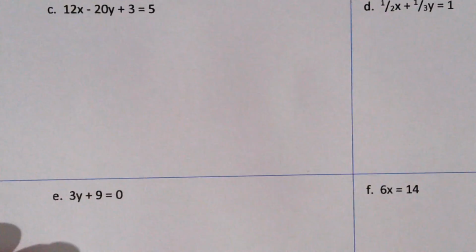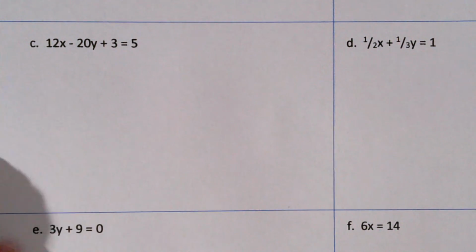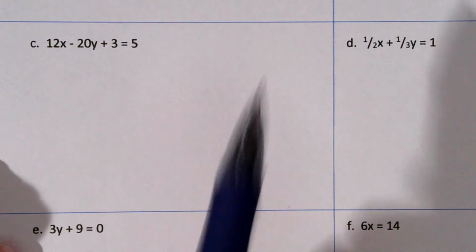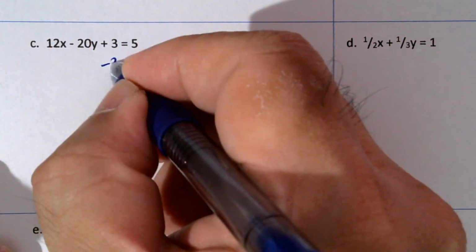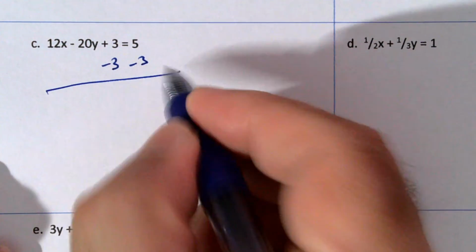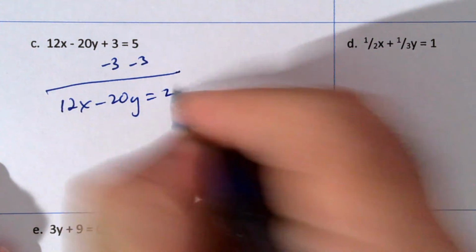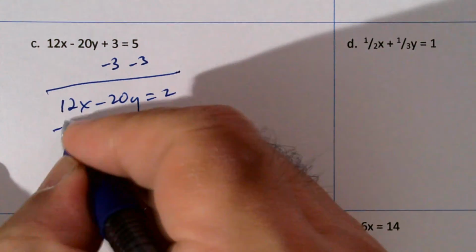All right, moving on. C. Okay, again, I want to isolate the y, so I got to move the 3 and I got to move the 12x. All right, so let's get rid of the 3 first. So that's 12x minus 20y equals 2. Subtract 12x.